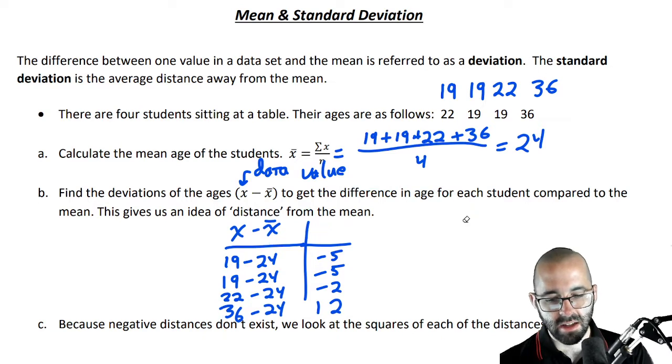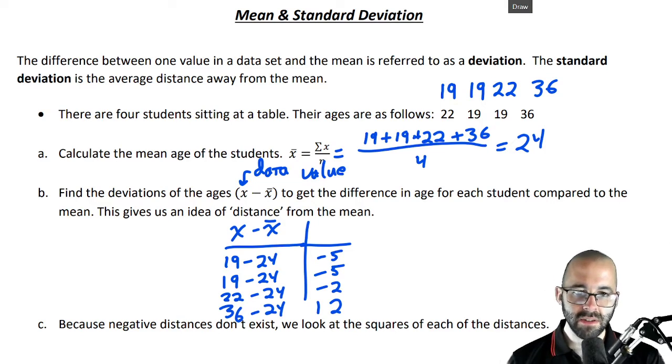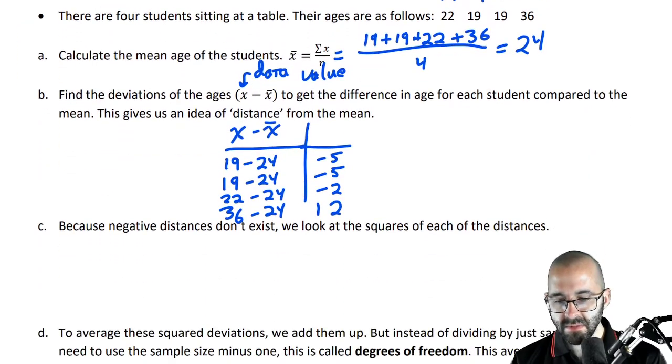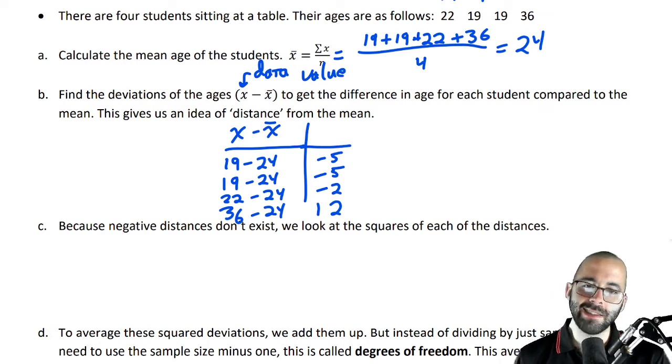Okay? And you might say, well, Jason, that took way longer to do it with a computer than by hand. Don't worry, we'll see why that's going to be useful later. So we found the deviations from the mean for every single data point. Well, we want to talk about distances.